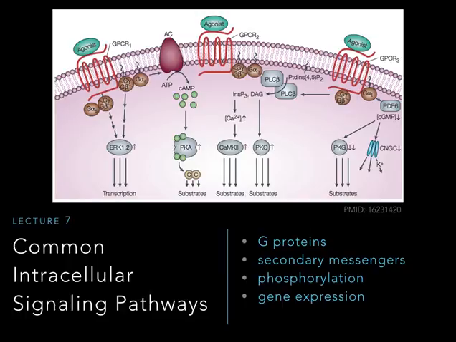So we're going to start with G proteins. We'll talk about some secondary messengers, and then we'll touch on phosphorylation, which is a very important post-translational modification. We'll end with a little bit of gene expression.